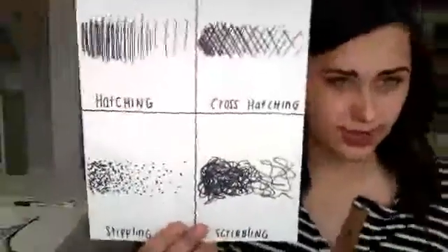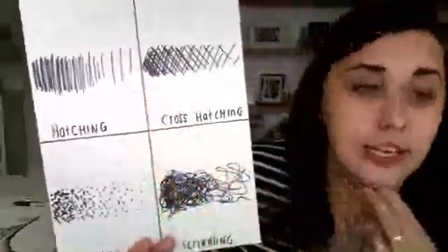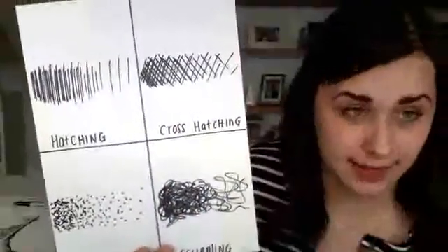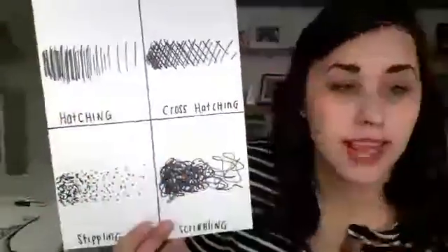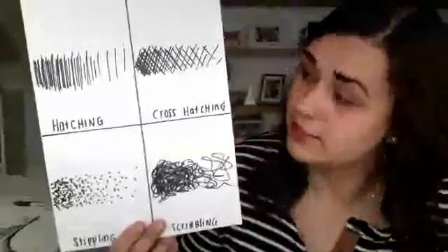So let me straighten that out. Perfect. So we have hatching. Now hatching is using repeated lines. And the closer you put together the lines, the darker it looks. The further apart they are, the lighter it looks.